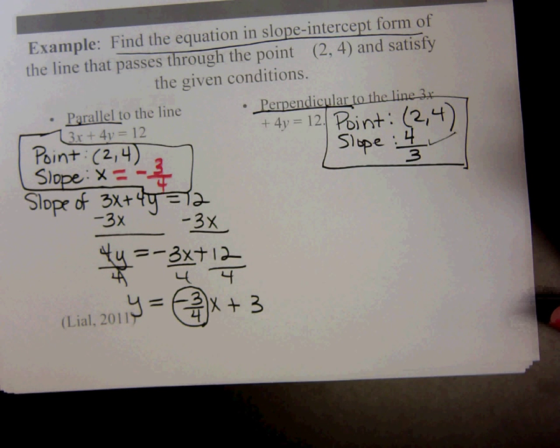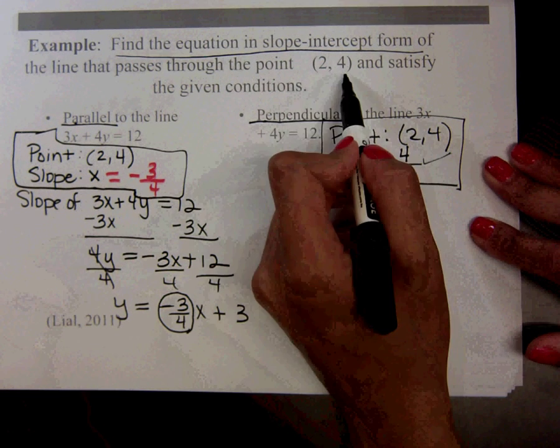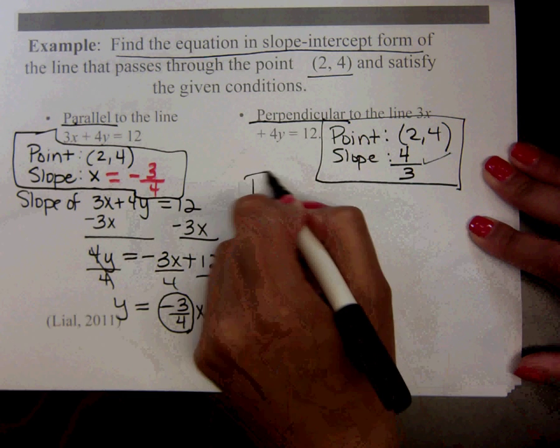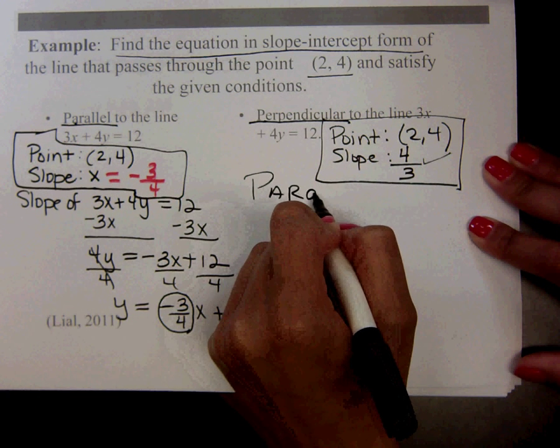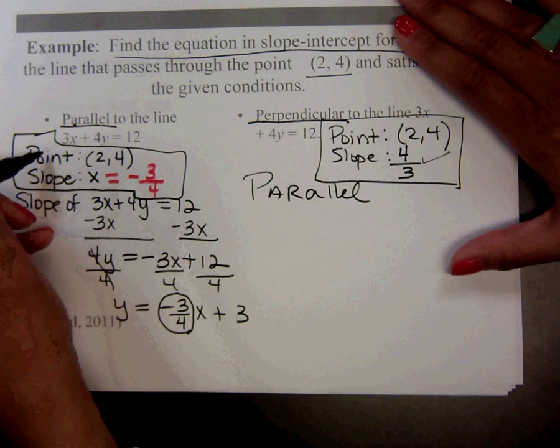Where is the point supposed to be? 2, 4. It's right here. So let's finish the parallel line. We're finishing the parallel. I'm just going to write parallel so that you don't think it's the perpendicular. Let's finish this one.